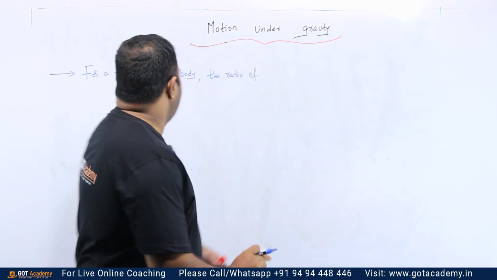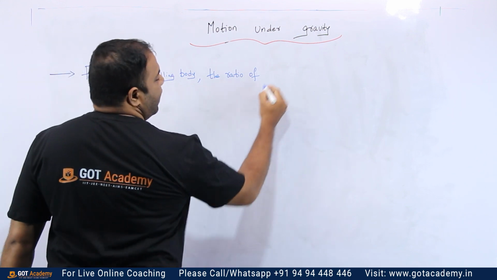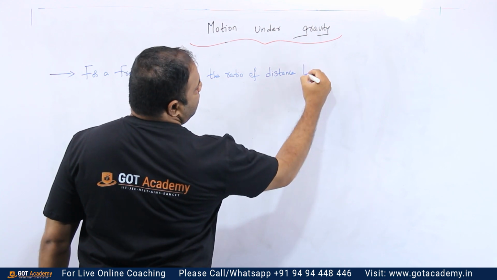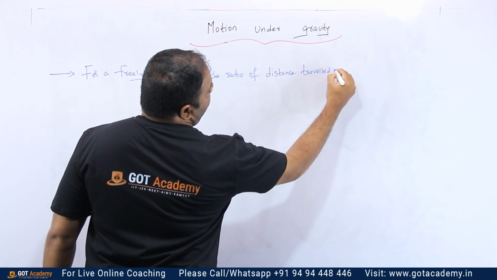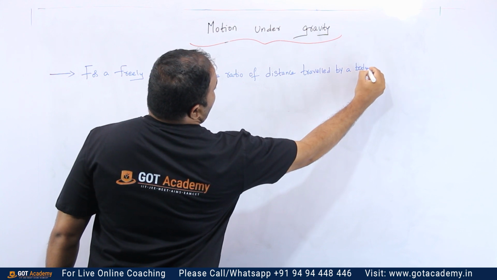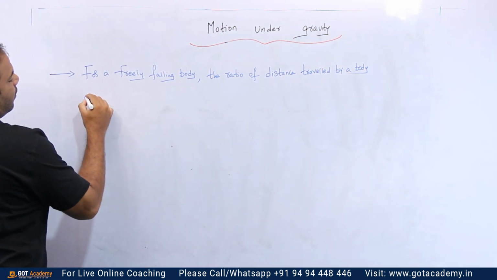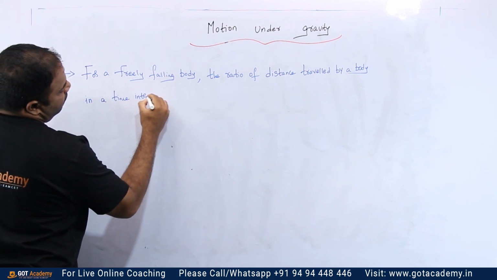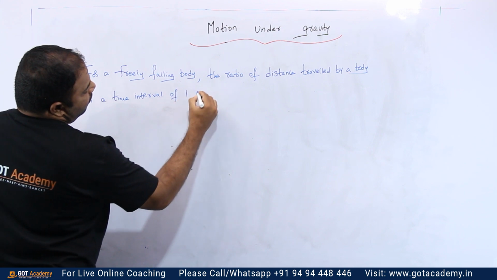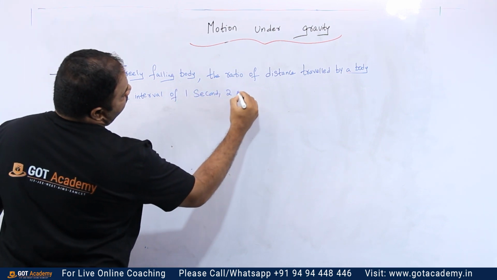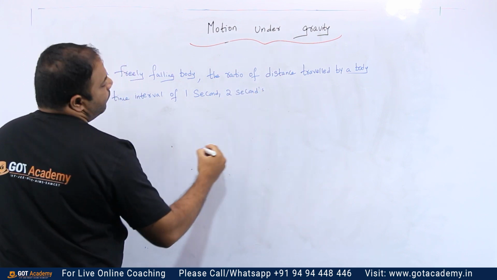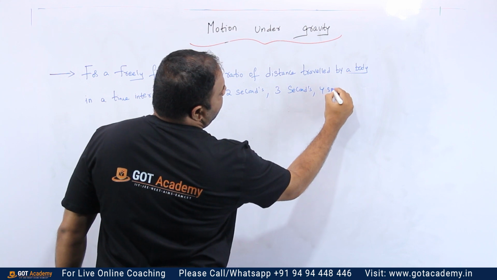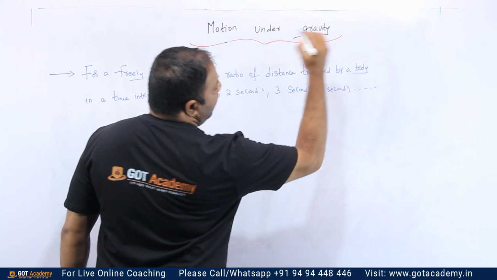For a freely falling body, the ratio of distances travelled by a body in a time interval of 1 second, 2 seconds, 3 seconds, 4 seconds, and so on like this.